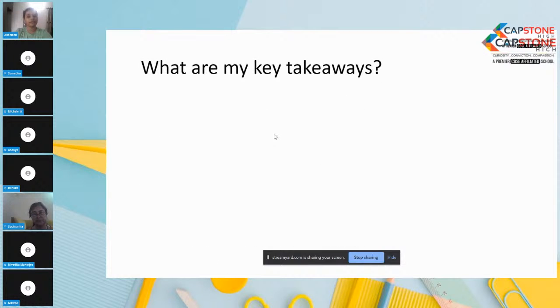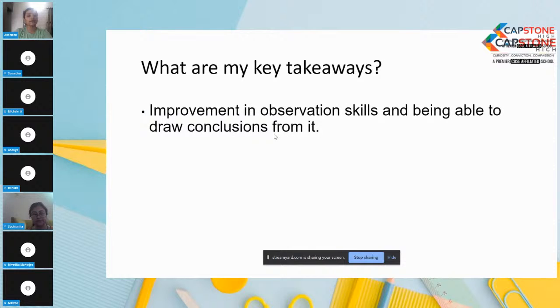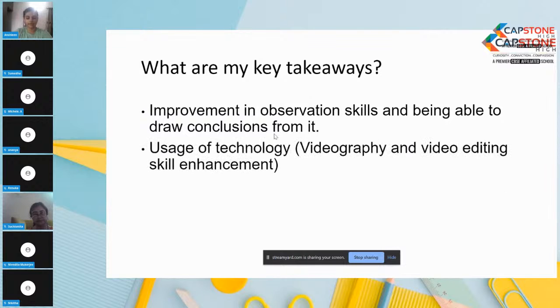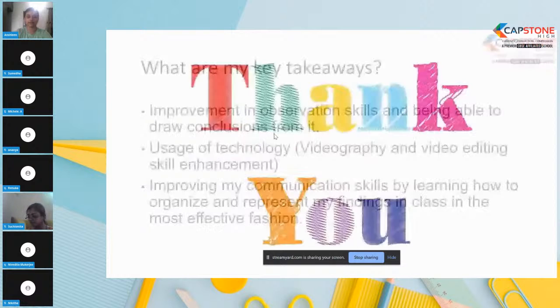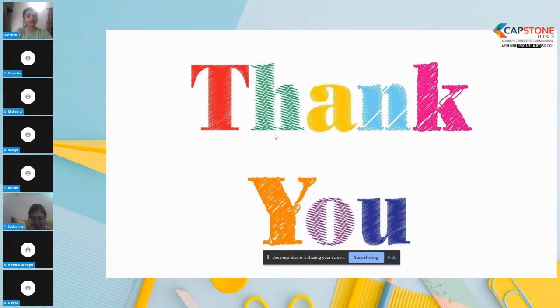What are my key takeaways from this task? The first one is my improvement in observation skills and being able to draw conclusions from it. The second one is my enhancement in use of technology, which mainly includes perfection in videography and video editing skills. The last one, very important according to me, is improving my communication skills by learning how to organize and represent my findings in class in the most effective fashion. So, at last, I would like to say that this task was very interesting for me, and I would like to thank the teachers who assigned us this task. I had a wonderful experience. Thank you.